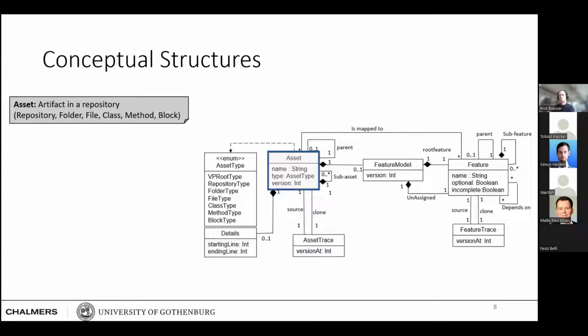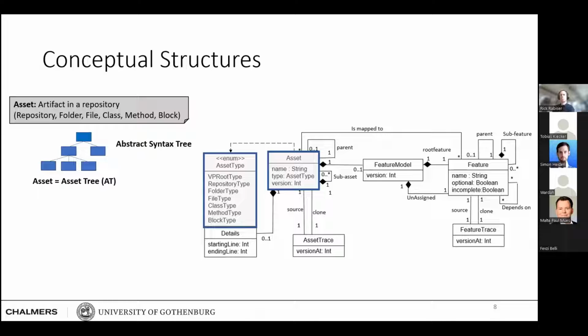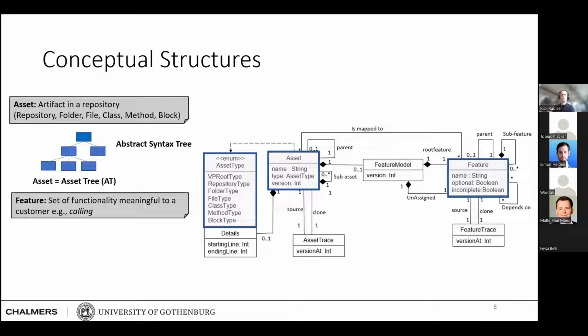We have asset, which is any artifact that belongs to a variant or a repository. Asset can be of any type, including a repository or a directory, or even a method or a block of code. Every asset in our virtual platform is an asset tree because it's hierarchical. And to make our framework language independent, every asset is also an abstract syntax tree. Assets are mapped to features, where a feature is any set of functionality that is meaningful to a customer, for example, calling functionality in a phone system.